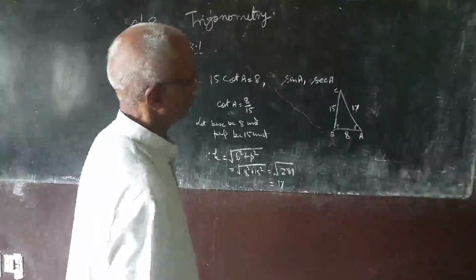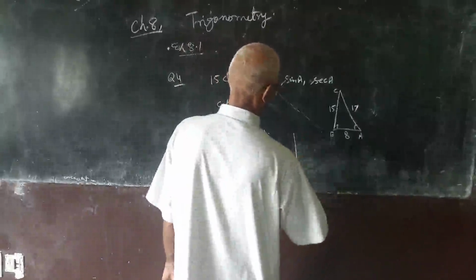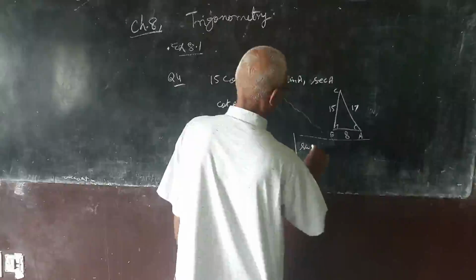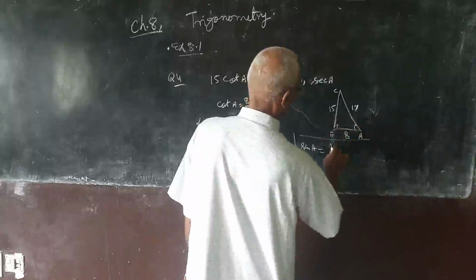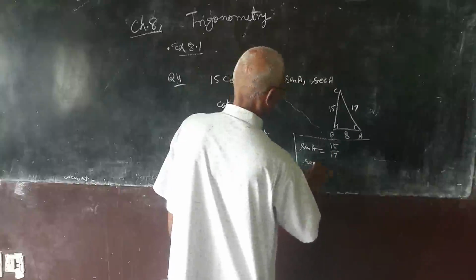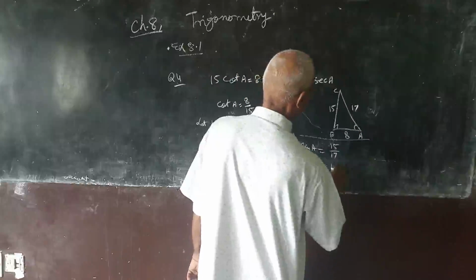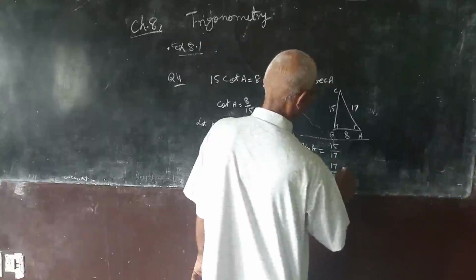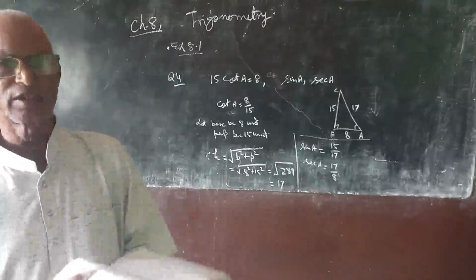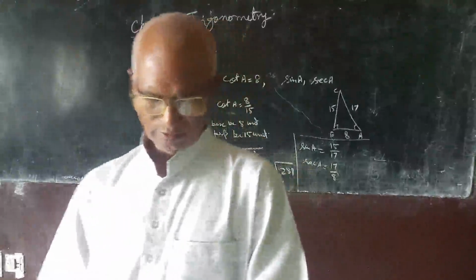Now you are in position to calculate sin A and sec A. So I am doing here, figure is there. Sin A, which is the ratio of perpendicular to hypotenuse, is 15 upon 17, and sec A, sec is the ratio of hypotenuse with base, it is 17 upon 8. The chapter is very easy. Simply it is direct application of the formulas.